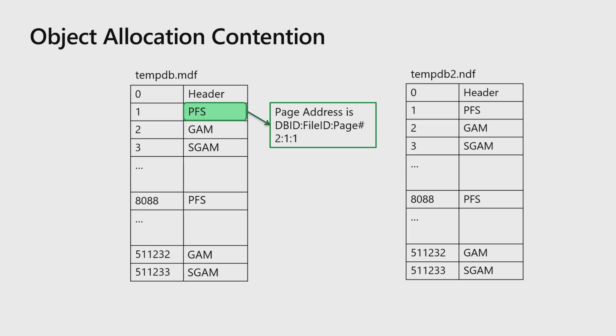Now, back in 2000, we would commonly see 2:1:1 and 2:1:3 contention because of how the mixed extent allocations work. This was a common contention point, and this is what brought us to trace flag 1118 in SQL 2000, which turned off mixed extent usage for data pages. As a result, we don't hit the SGAM contention as much, and that has been largely reduced.